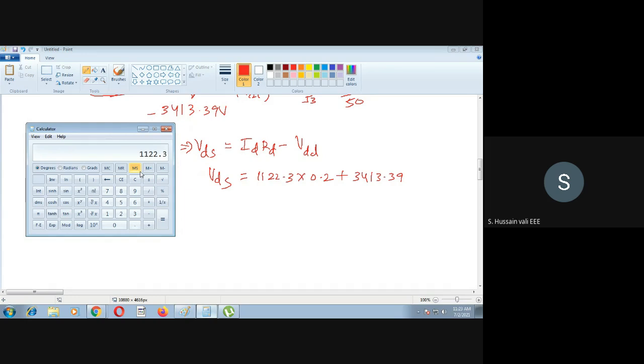1122.13 into 0.2 plus 3413.39. That gives 3637.